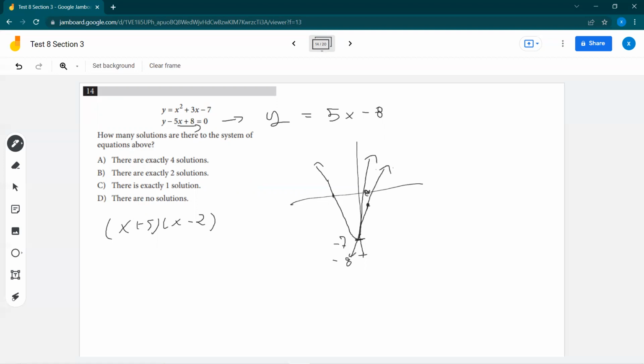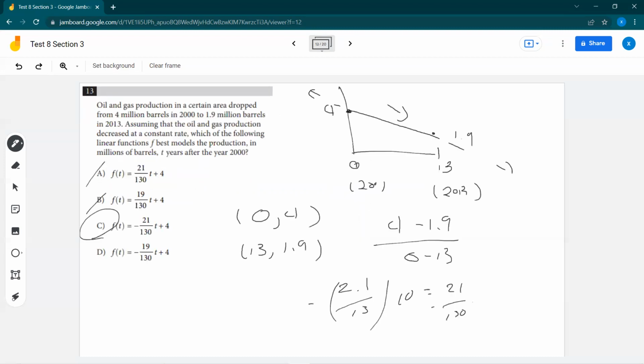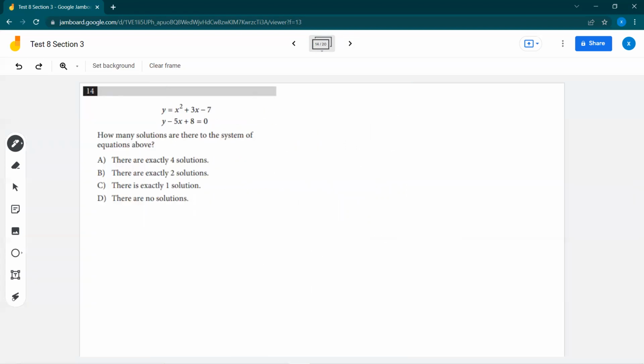I'm not sure this is going to give us the best idea of it. So why don't we try solving for x? Because I'm not sure we can get a more precise graph on the actual exam. So if we solve using the system of equations method, what can we get? We isolate y. We got y equals 5x minus 8. Then we can plug in 5x minus 8 to this side. So 5x minus 8 equals x squared plus 3x minus 7. x squared minus 2x plus 1 equals 0.